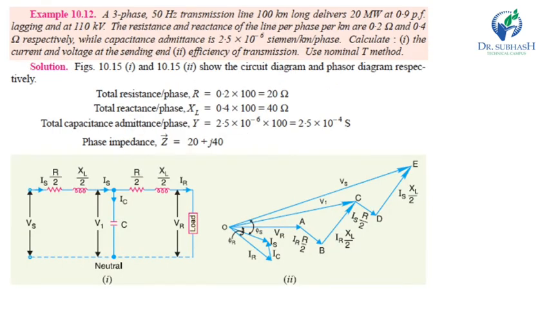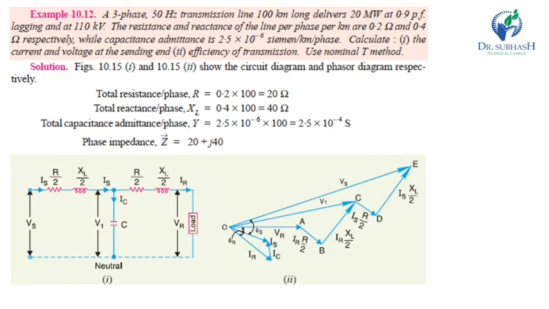Next example. We see here a 3-phase 50 Hz transmission line, 100 km long, delivering 20 megawatts at 0.9 power factor lagging and 110 kilovolts. The resistance and reactance of the line per phase per kilometer are 0.2 ohm and 0.4 ohm respectively, while the capacitance admittance is 2.5 × 10^-6 Siemens per kilometer per phase. Now calculate the current and voltage at the sending end and the efficiency of transmission, using the T method.